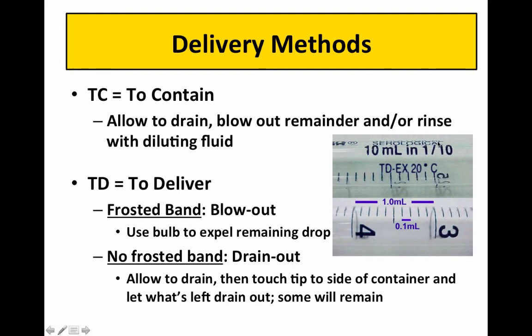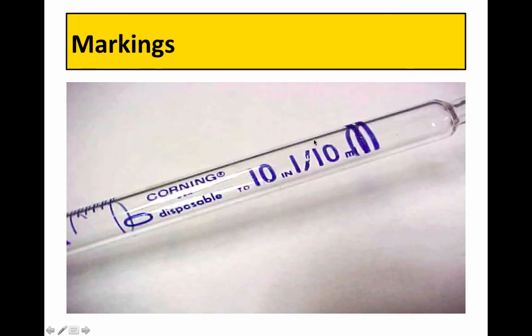Also, this one is nicely noted as serological. This is kind of the same thing, just a little bit larger scale. Note the TD, so this is a to-deliver type of pipette. It doesn't appear to have a frosted band. You'd see a white etching here. So remember, you'll allow it to drain, touch it to the side, and then leave that little bit in there. Again, it's a 10 mL pipette, and it's divided into 1/10 of a mL increments.